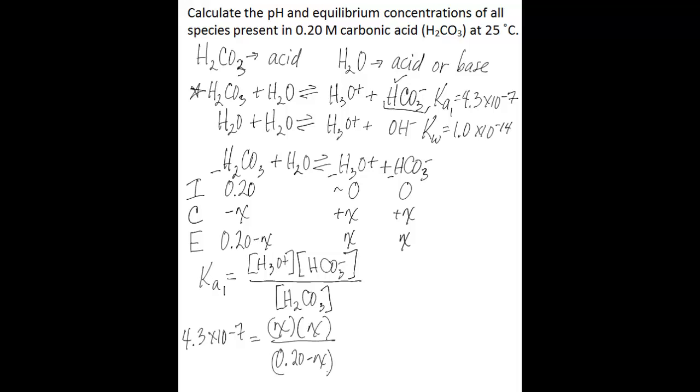As always, it's nice to try to get rid of the x in the denominator because that will make solving for x much easier, and we won't have to use the quadratic equation if we can get rid of that x. So the next thing we do is to make an assumption. We assume that 0.20 minus x is approximately equal to 0.20. So what we're saying here is that that x value is so small that subtracting it from 0.20, or the initial concentration of carbonic acid, will not make a difference, such that we'll still be left with 0.20.